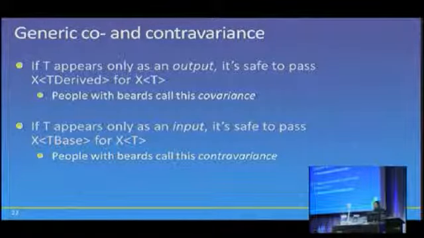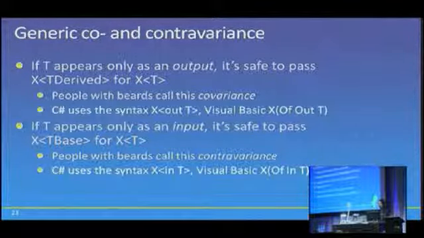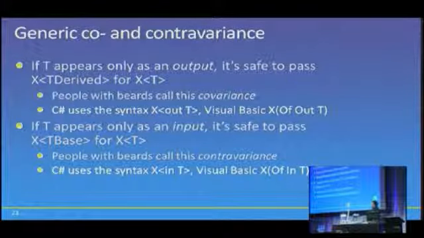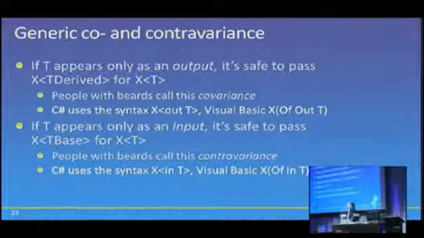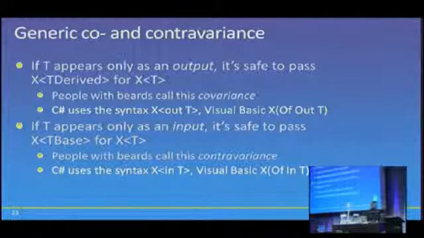Fortunately, you as C# and Visual Basic programmers don't need to know this stuff. All you need to know is these out and in keywords. So when you declare an interface, or when you use an interface that's declared as out T or in T, the compiler will check. If you declare that interface, the compiler will check for you that you're not using T in the wrong way. If you declare your interface as MyInterface out T, then it will stop you using T in input position, and vice versa.